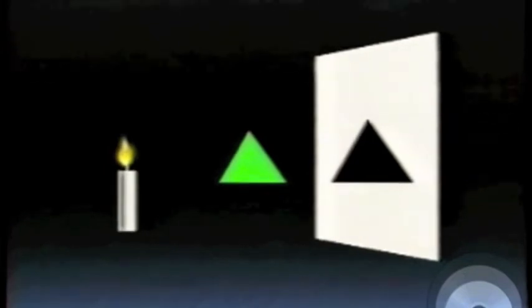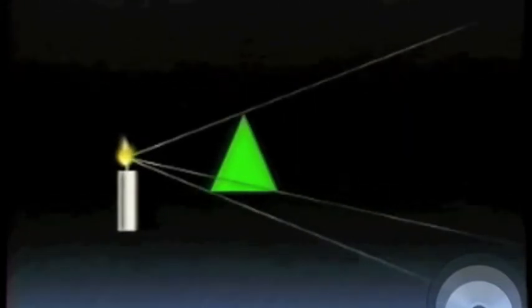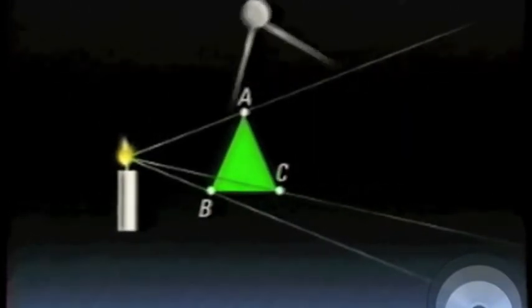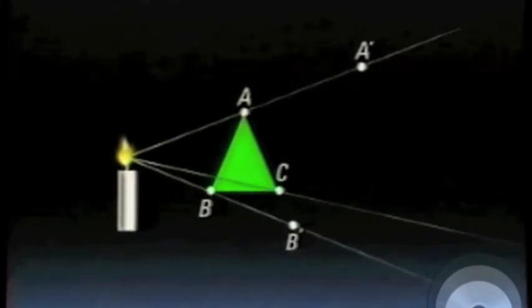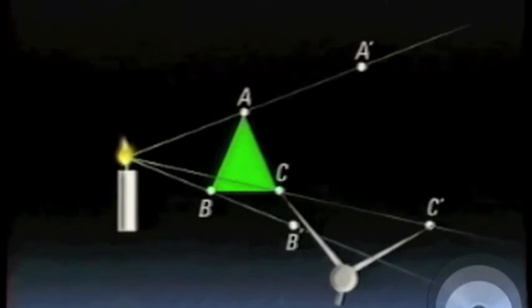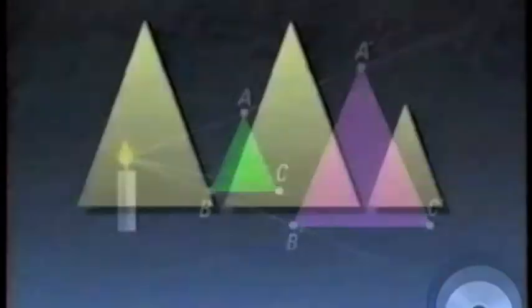The image can be made larger or smaller by changing the distance between the light source and the object, or the distance between the object and the screen. The shape of the image remains the same, only the size changes. By using such models, the ancient Greeks laid down the foundations of projective geometry.